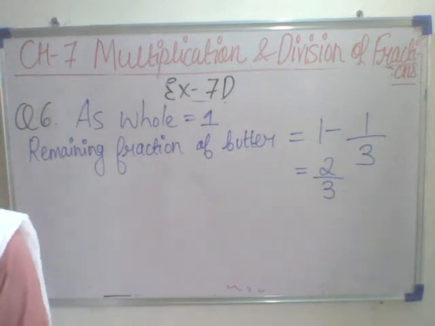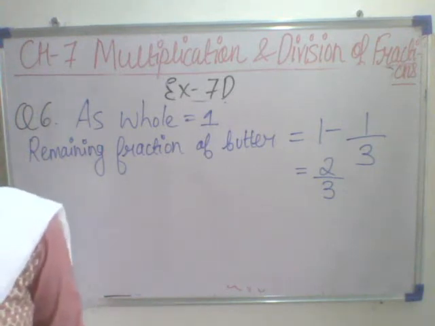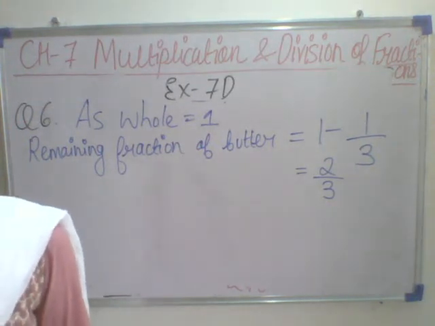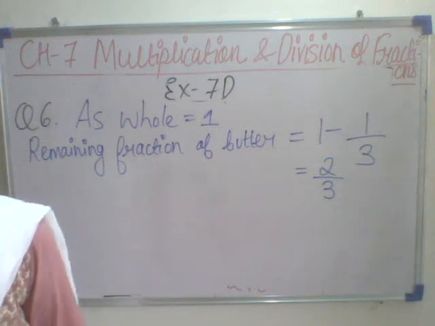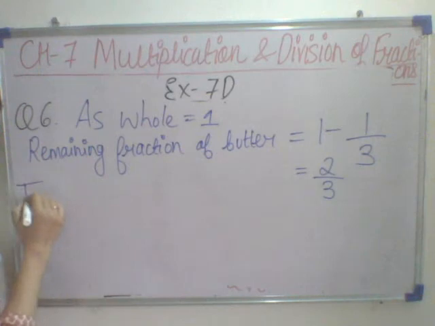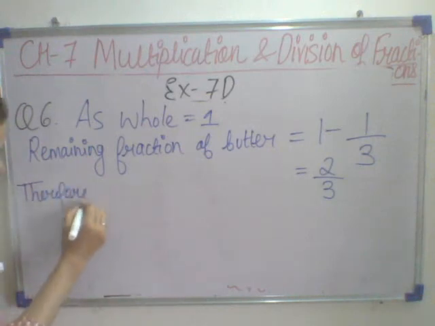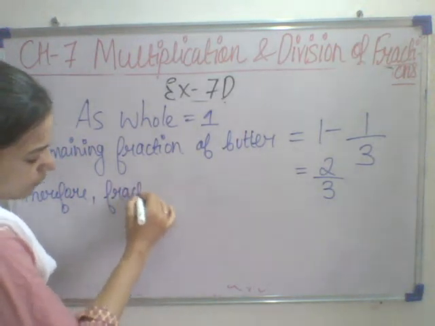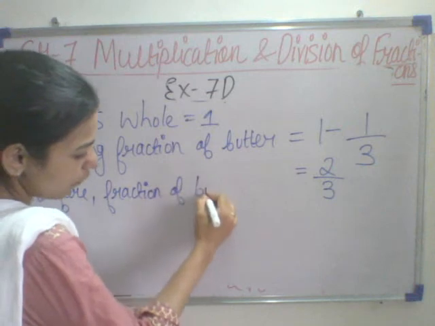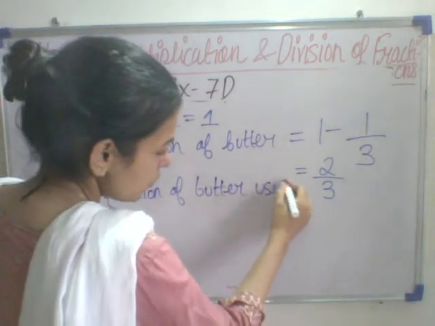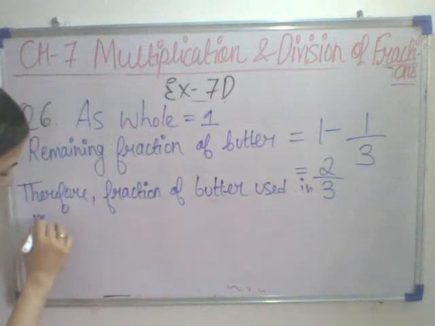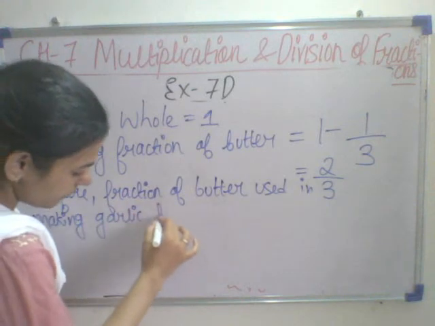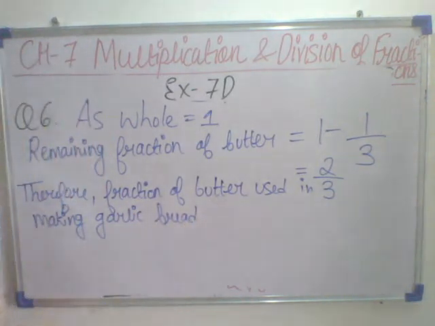Now read the question. She uses 5 upon 8 of the remaining to make garlic bread. What fraction of butter does she use in making garlic bread? What do we have to find? We have to find the fraction of butter used in making garlic bread.